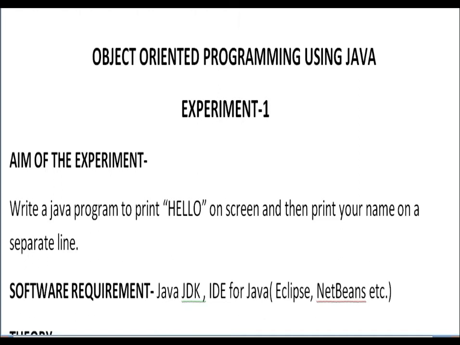Hello students, today we are going to start our first object-oriented programming lab using Java. So the first experiment is your simple Java program. The aim of the experiment is to write a Java program to print hello on screen and then print your name on a separate line.